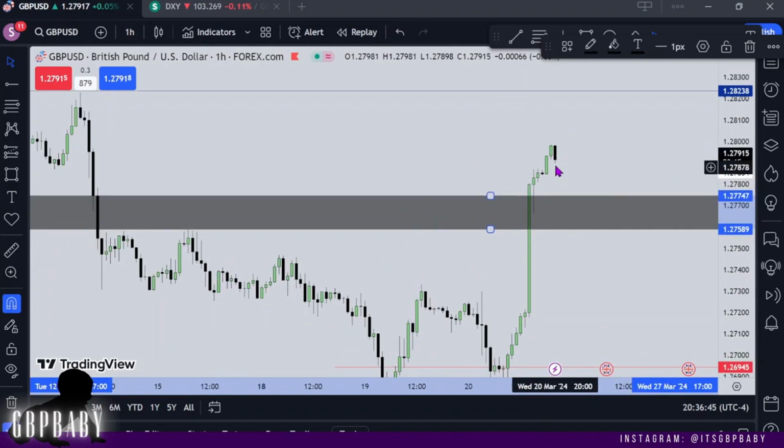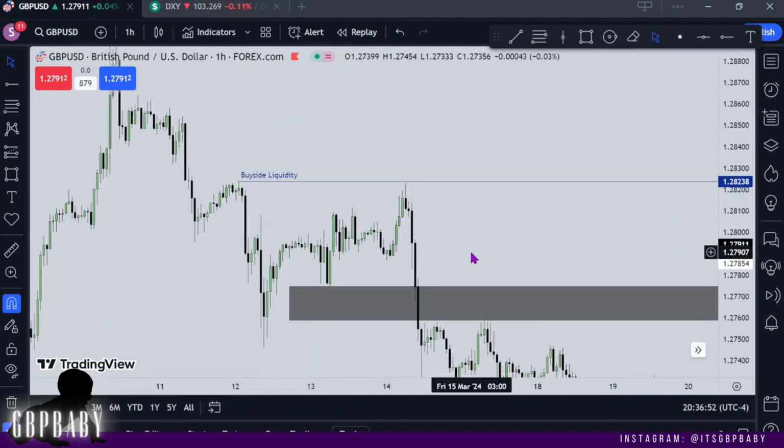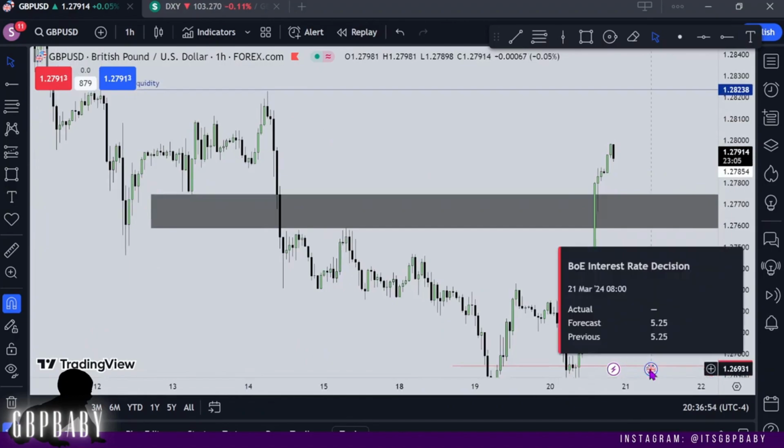So if anything, we're looking to buy below the opening price with the expectation to run for this buy side liquidity and this fair value gap up here in the new day. Furthermore, on Thursday, we have interest rate decisions on pound. So again, we're going to be looking around 8 a.m.